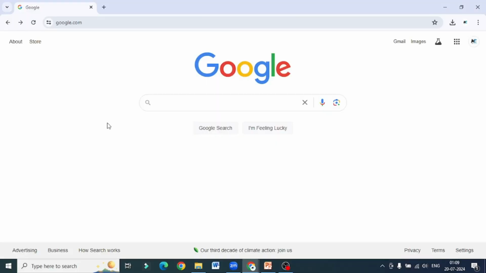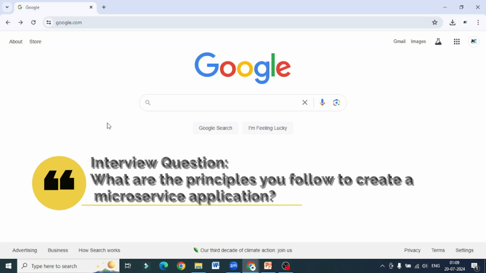So today we will be discussing the 12 factor methodologies of microservices. So what exactly are these and why do we need these? Before creating any microservices, you must follow this 12 factor methodology of microservices.